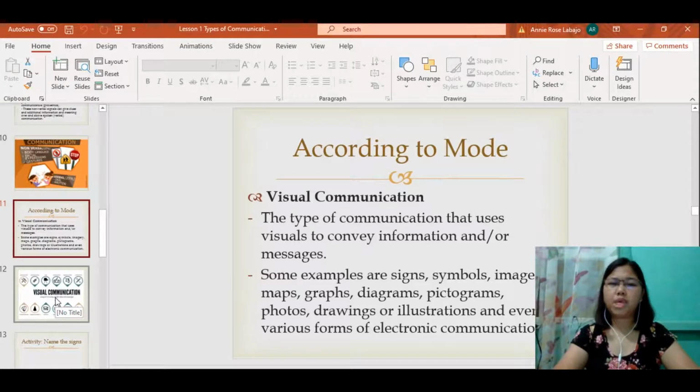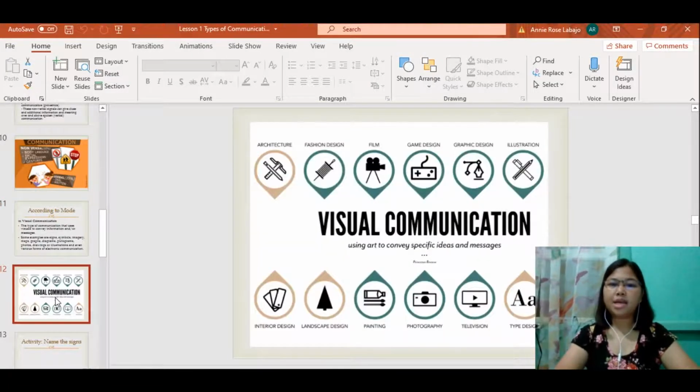And so we use pictures to give the message to our subscribers, to our friends, to those who are following us, to our followers. Accordingly, visual communication is using art to convey specific ideas and messages. For example, by using this graphic, it means architecture. This is for fashion design. This means film. This is for game design, graphic design, illustration, type design, television, photography, painting, landscape, and interior design.